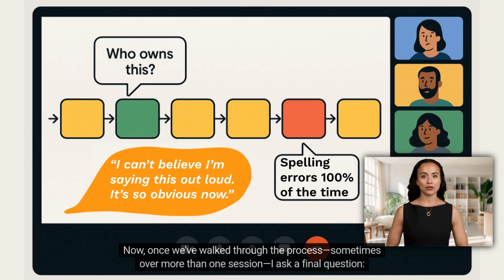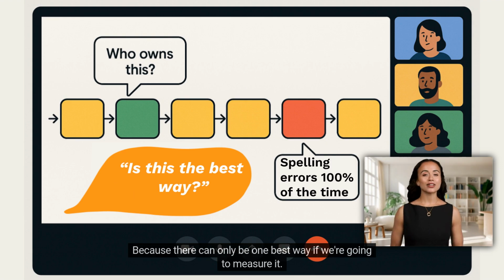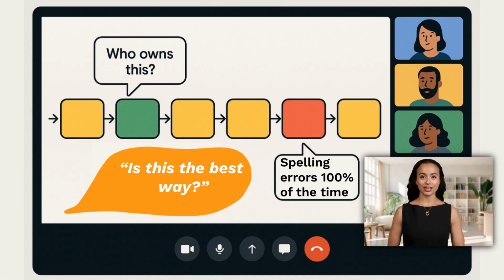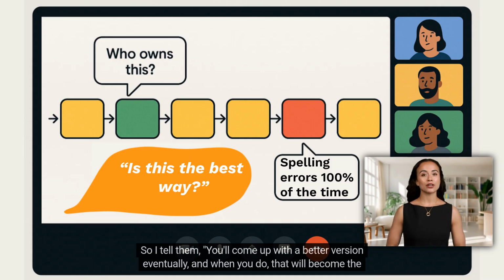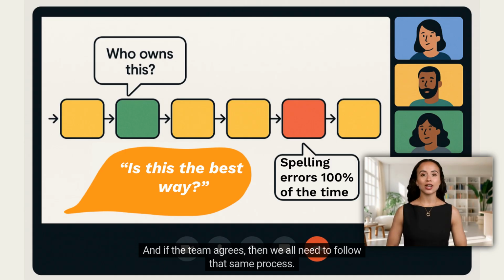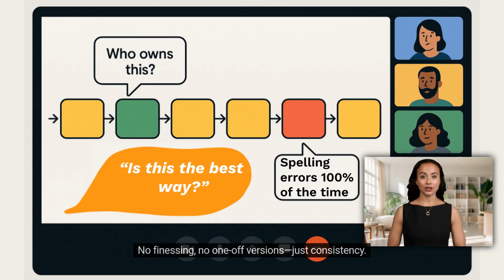Now, once we've walked through the process, sometimes over more than one session, I ask a final question. Is this the best way? Because there can only be one best way if we're going to measure it. If everyone's doing it differently, the metrics are meaningless. So I tell them, you'll come up with a better version eventually, and when you do, that will become the new best way. But today, is this the best way? And if the team agrees, then we all need to follow that same process. No finessing, no one-off versions, just consistency.